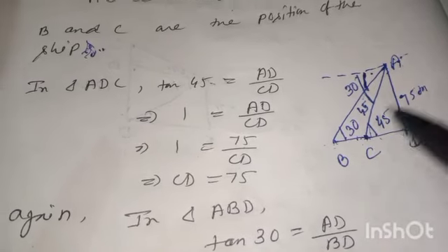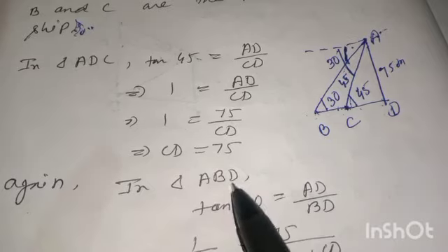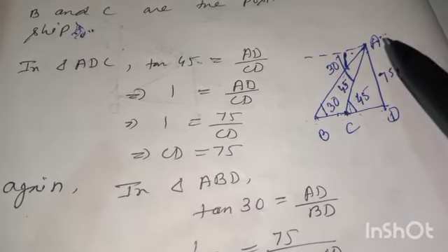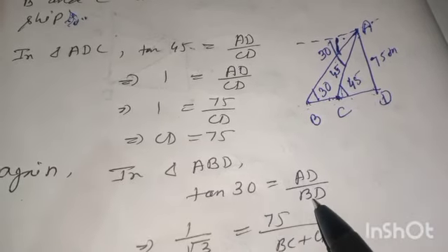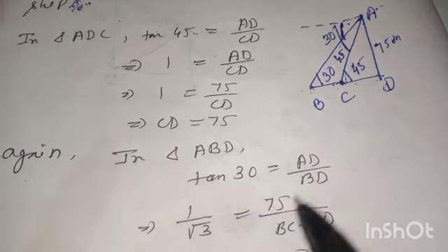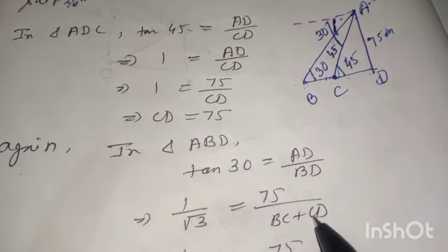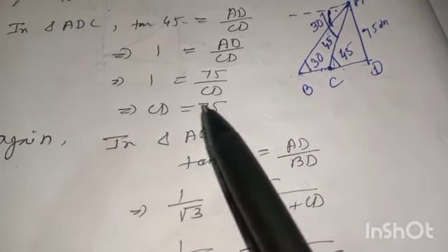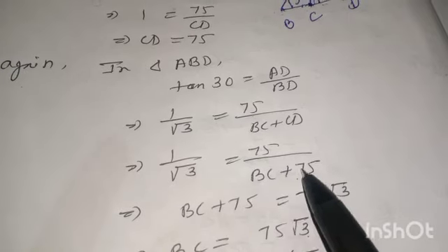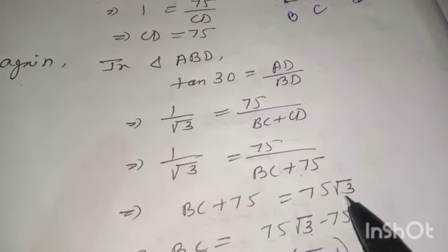Yes or no? So now use triangle ABD. In triangle ABD, use tan 30, perpendicular by base. That means AD by BD in this case. The value of tan 30 is 1 by root 3. AD will be 75 and BD is BC plus CD. Now put the value of CD here directly. CD is 75. Now cross multiply: BC plus 75 equals 75 root 3.